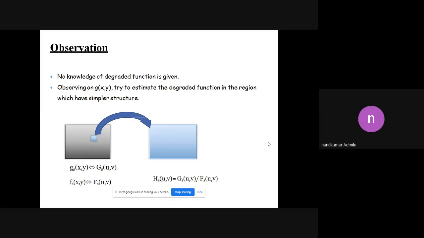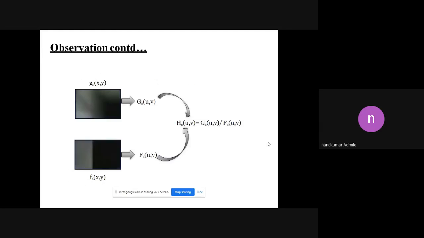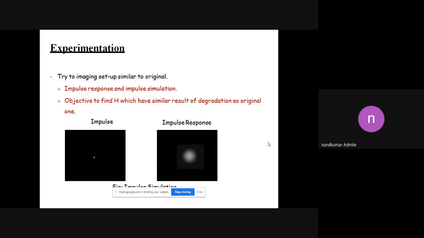Here we can easily identify the difference between the two images. By looking at an image, we can easily identify the change in a particular image. That's why it is called estimation of a degradation model by observation. Simply, we can observe an image and estimate the degradation function.